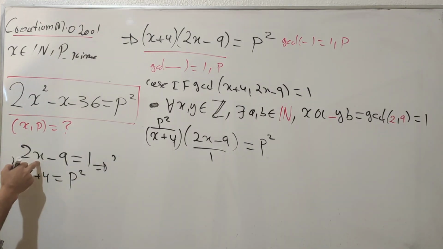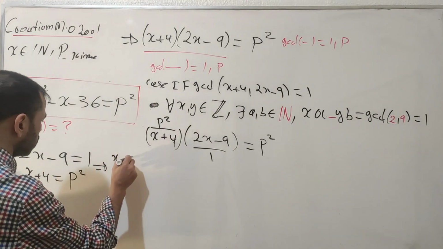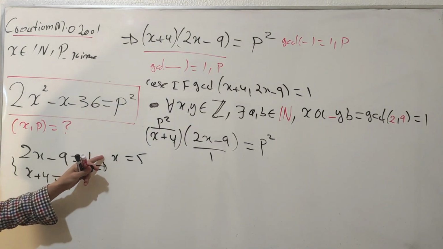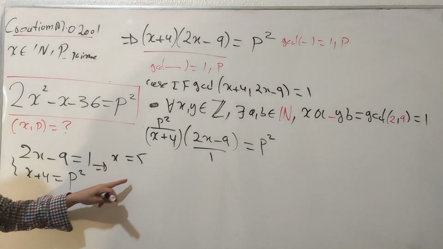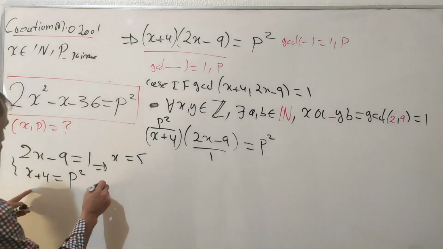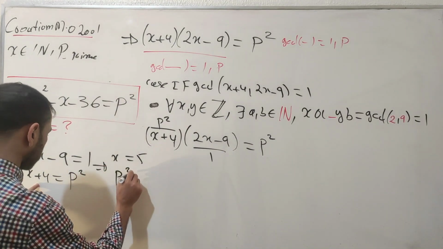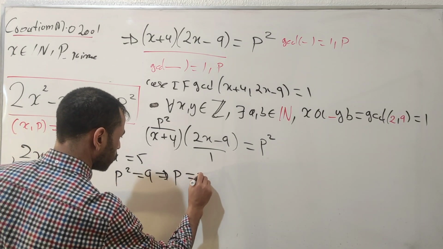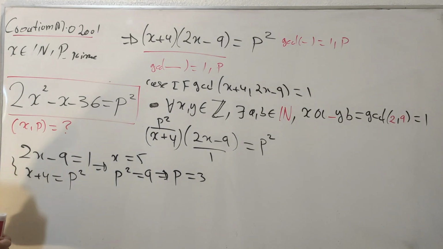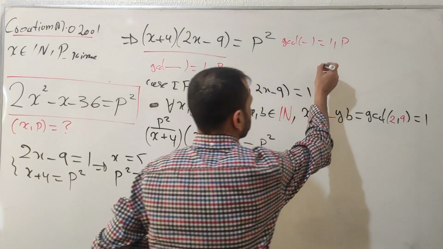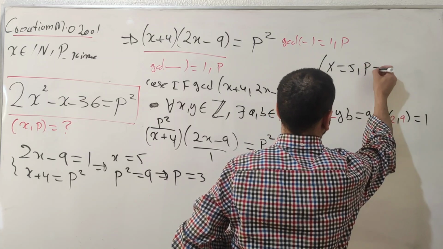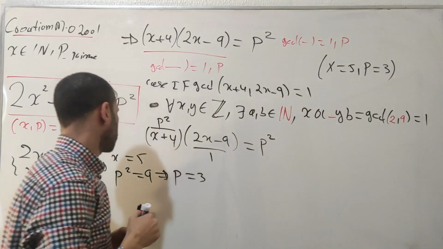Let's get x out of here. You get x equals 5, because after taking minus 9 to the right, I get 10 over 2, which is 5. Let's take this 5 and insert it back into this one. So I get p squared equals 9. Since we have a prime here, p equals 3. So this is just the first case. Now I have extracted the first solution: x equals 5 corresponds with p equals 3.